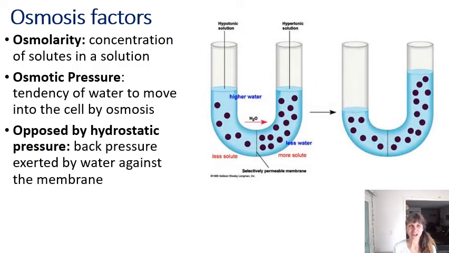Okay, osmosis factors. Osmolarity, if you've ever heard that term, means the concentration of solutes in a solution. Osmotic pressure is the tendency for water to move into the cell and the pressure it creates by doing so when osmosis occurs. Osmotic pressure can be opposed by hydrostatic pressure, which is the back pressure exerted by water against a membrane.